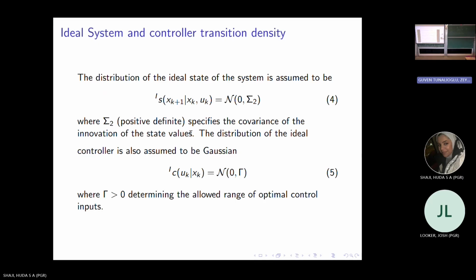And also we will consider, as we said in the car cruise controller, we have a reference like an ideal speed. So we will consider an ideal system. Usually in probabilistic control, we consider an ideal system: the same thing, Markovian, the future depends on the present, with normal distribution, zero mean, and sigma 2. This is our ideal system that we want to reach. Also, we have an ideal controller, which depends on XK. So UK depends on XK, and it will follow a normal distribution with zero mean and covariance gamma.